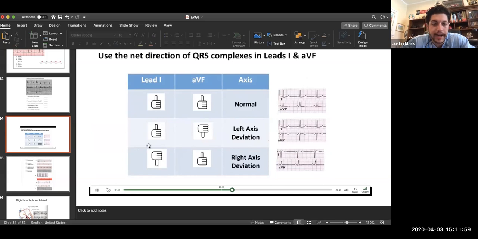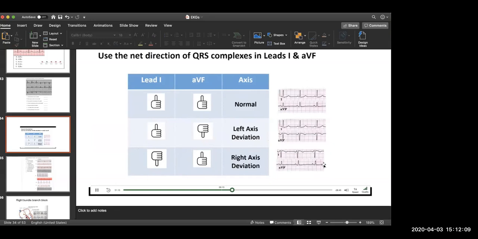If we have a negative lead 1 right away, we're probably going to have a right axis deviation, but definitely if AVF is positive. So just memorize this chart. That's all I can tell you.